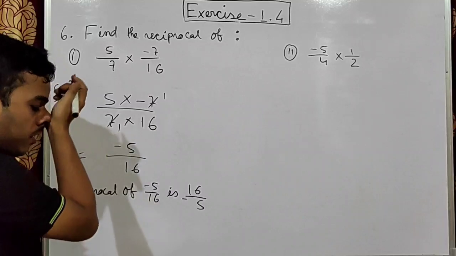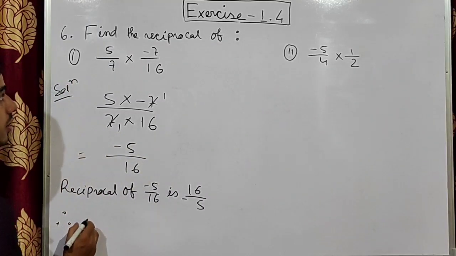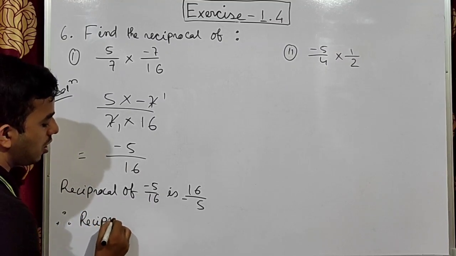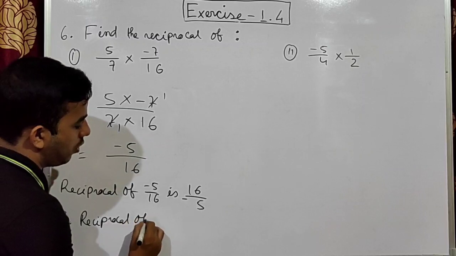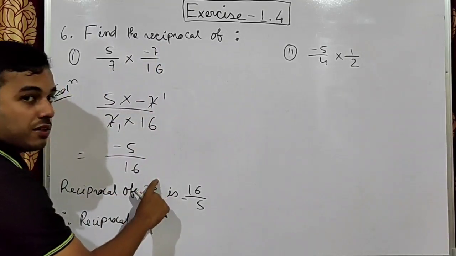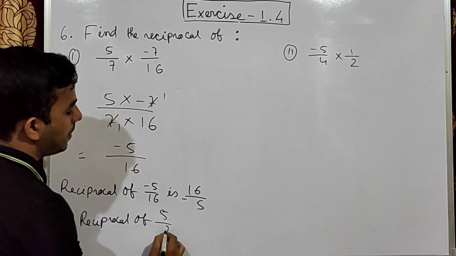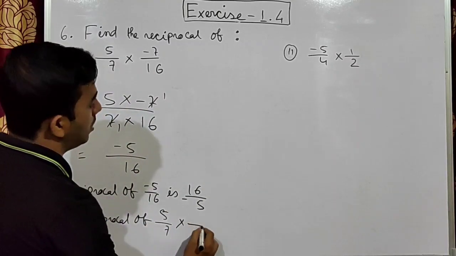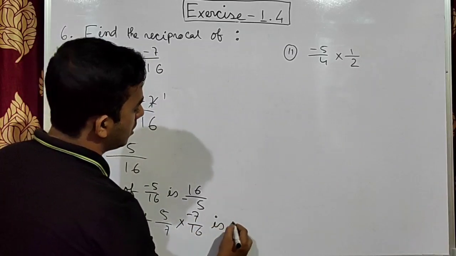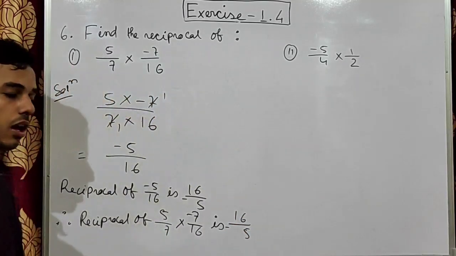Up to this clear? So we'll write therefore a reciprocal of this one. That means the value of this, okay? A reciprocal of 5 by 7 into minus 7 by 16 is 16 by minus 5. Clear? How did we find?